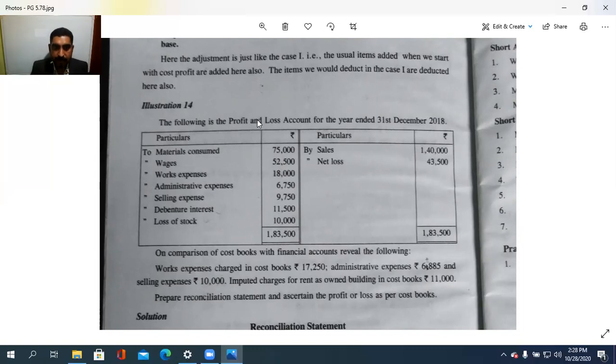So that is the debenture interest, that is 11,000, and in the other it is 11,500.